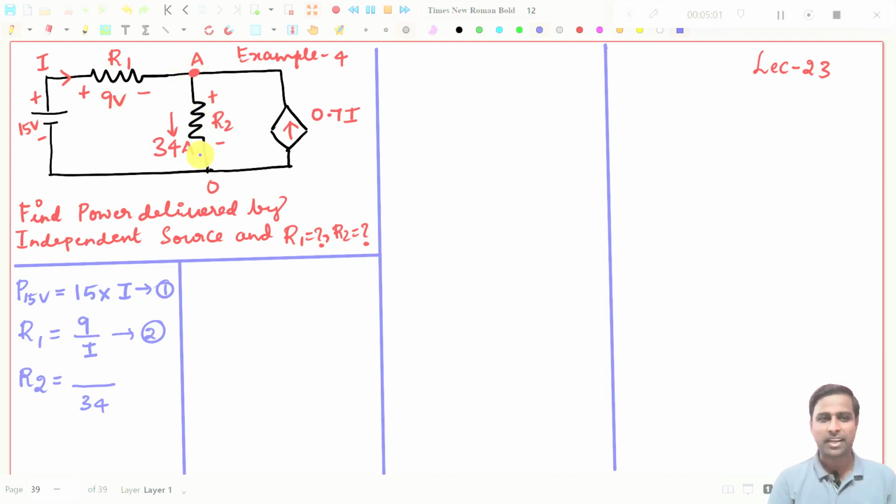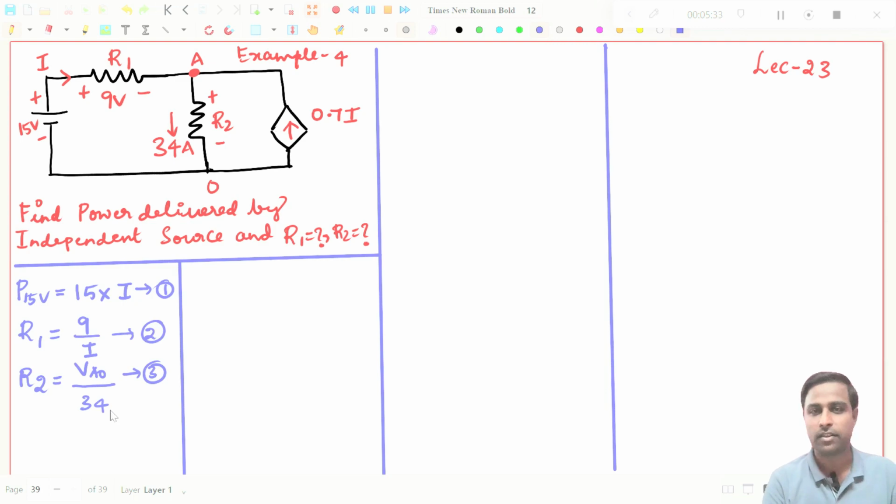I am writing that as VAO, right? So this is expression number 3. If we find I and VAO, then we can find all the unknown parameters: the 15 volt power delivered, R1 and R2. So this is our ultimate aim. We have written what we need to find in this problem, right? Now we try to find I or VAO.